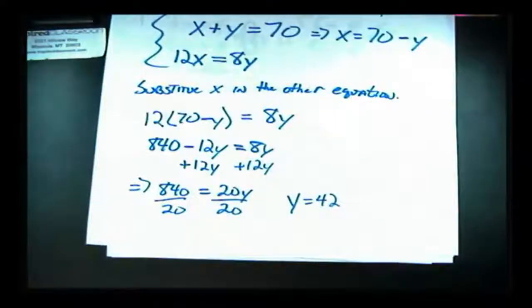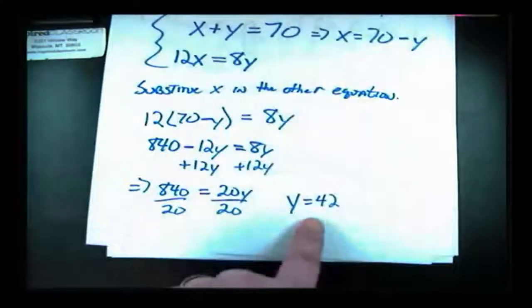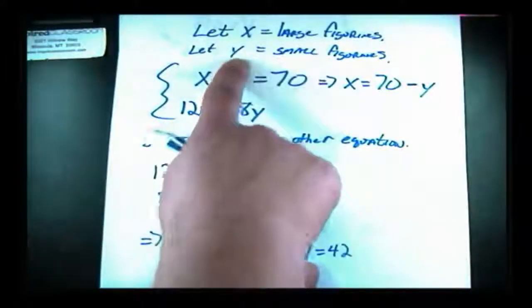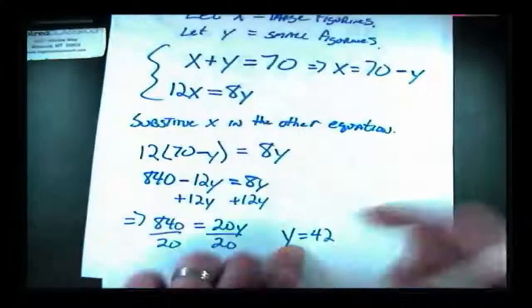Unfortunately, we solved for y, which is okay. We'll use that. But the question was, how many large figurines did Cami sell? And y represents the small figurines. So we know she sold 42 small figurines.